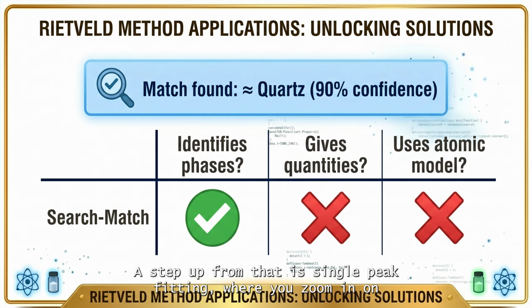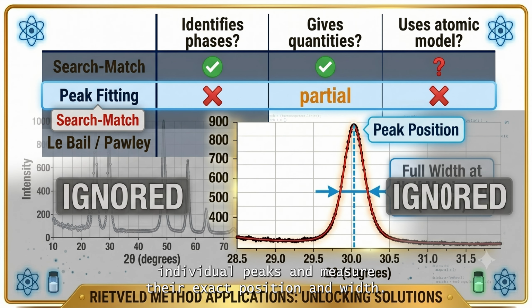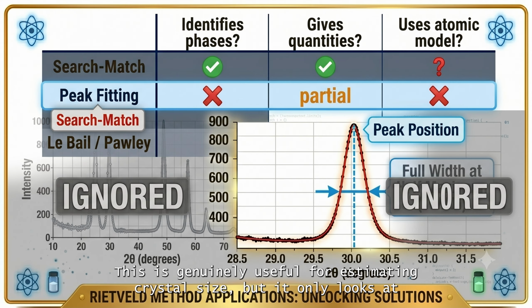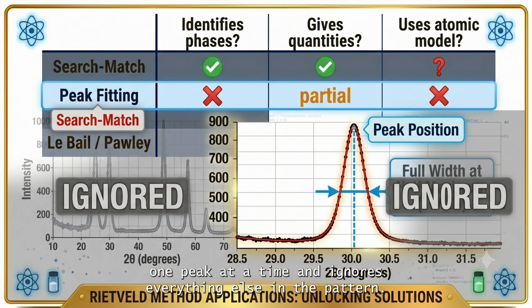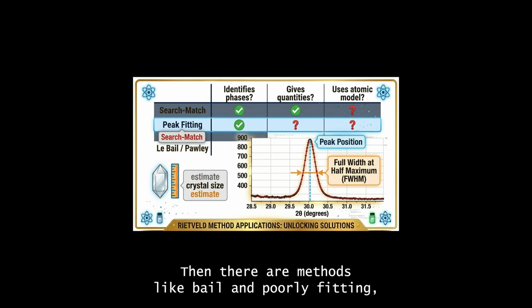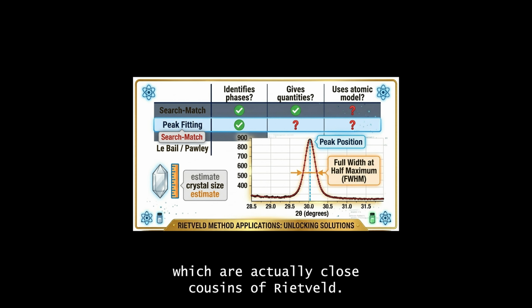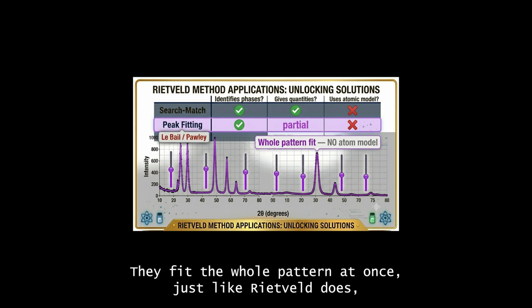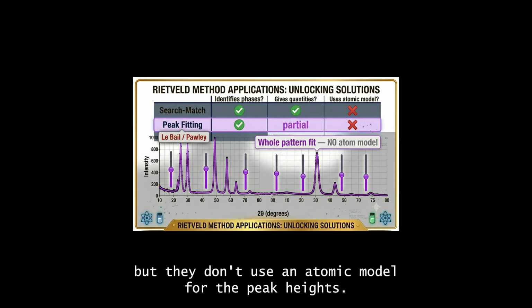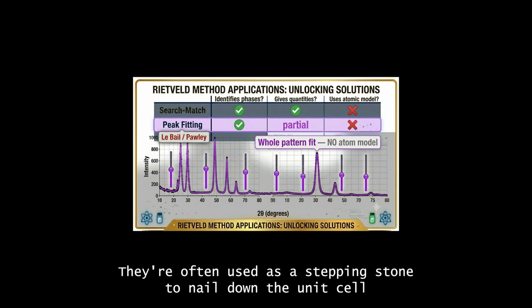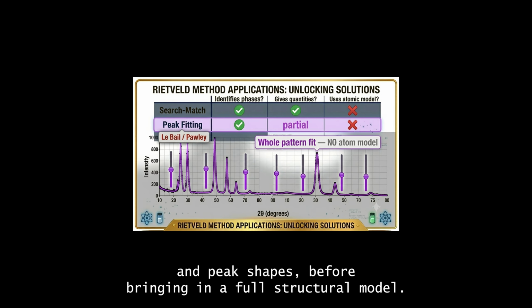A step up from that is single peak fitting, where you zoom in on individual peaks and measure their exact position and width. This is genuinely useful for estimating crystal size, but it only looks at one peak at a time and ignores everything else in the pattern. Then there are methods like Le Bail and Pawley fitting, which are actually close cousins of Rietveld. They fit the whole pattern at once, just like Rietveld does, but they don't use an atomic model for the peak heights. They're often used as a stepping stone to nail down the unit cell and peak shapes before bringing in a full structural model.